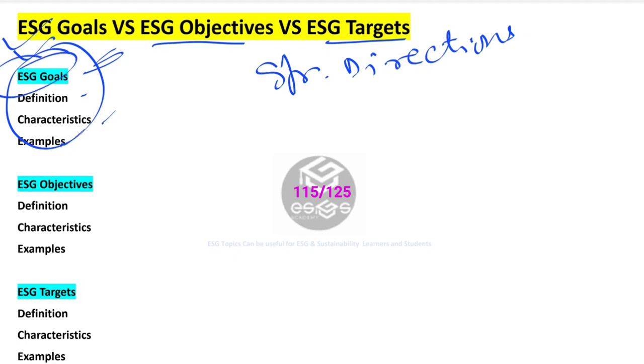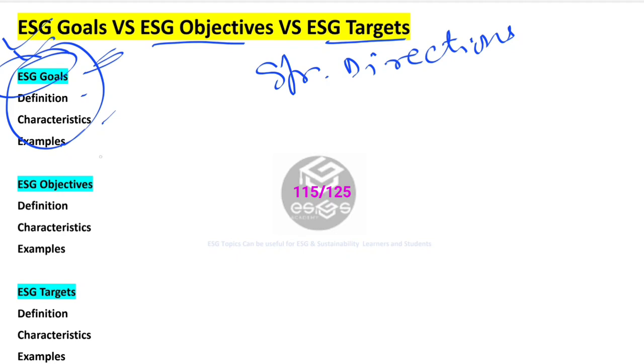Then comes example. What is the example of the ESG goals? We can say achieving net zero carbon emissions by 2050. Also, we can take an example like enhancing diversity in the leadership to reflect the demographics of our global workforce. Also attaining top quartile ESG performance ranking in the industry benchmarks.